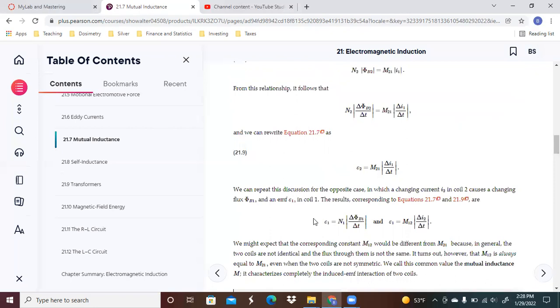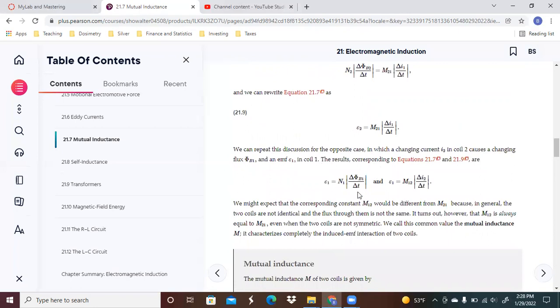We can repeat this for the opposite case in the first coil and how that relates to the change in the current or the magnetic flux in that particular coil. And this is what we come up with.